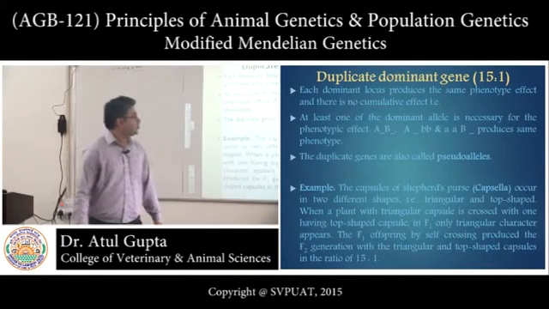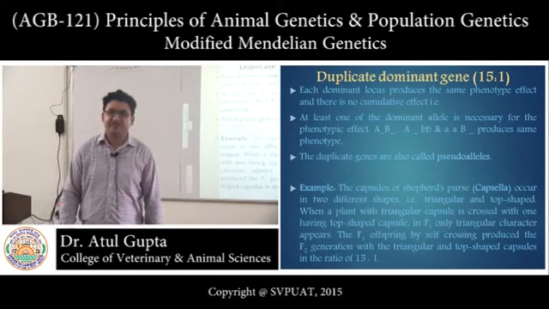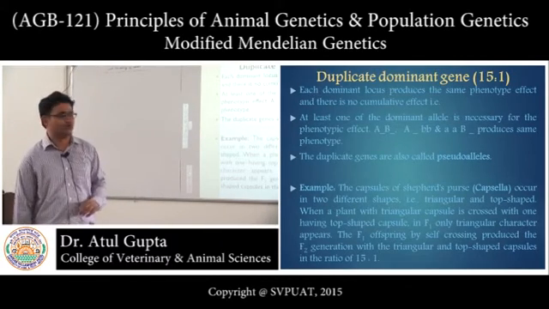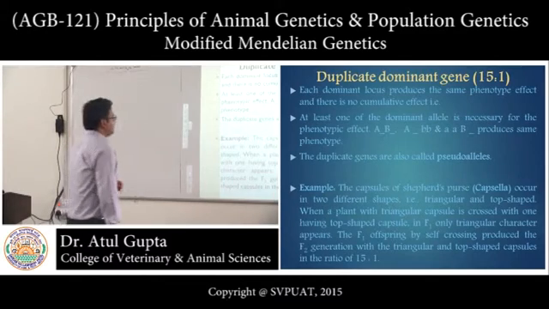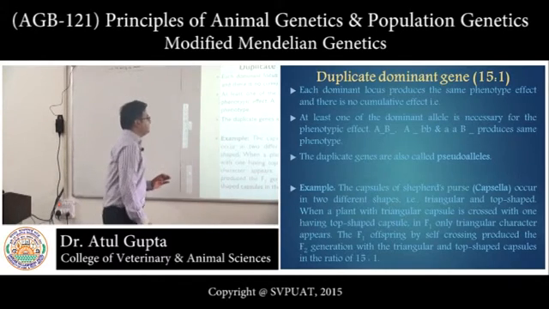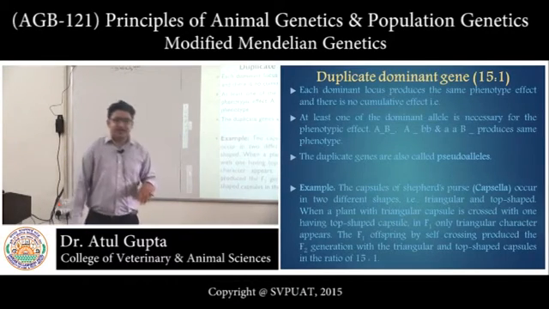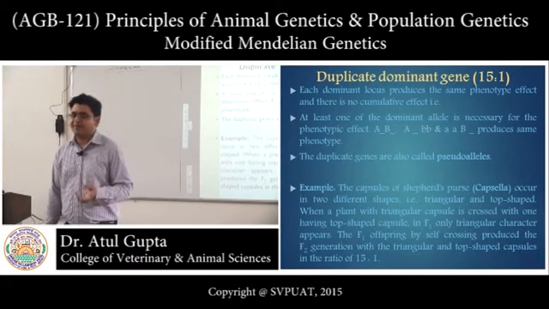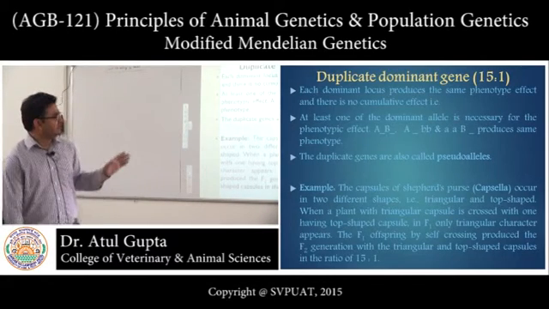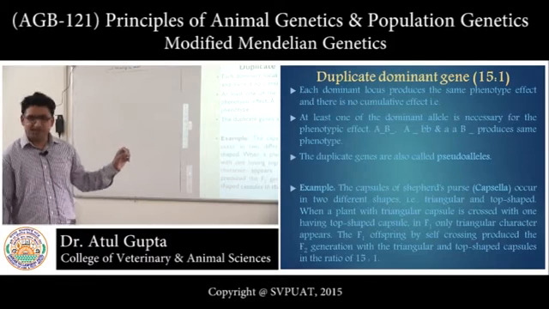Next one is duplicate dominant gene. Here we will get a 15:1 ratio. Each dominant locus produces the same phenotypic effect and there is no cumulative effect. That is, at least one of the dominant alleles is necessary for the phenotypic effect. That is, if either capital A or capital B is present, they will give the same phenotype.